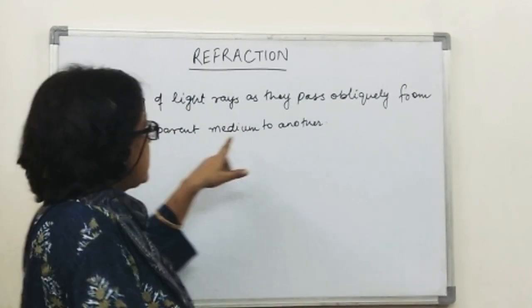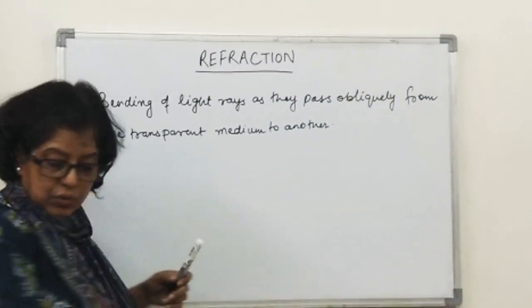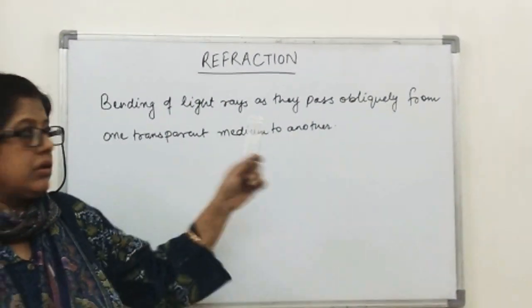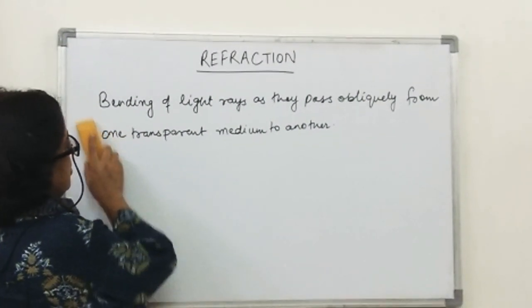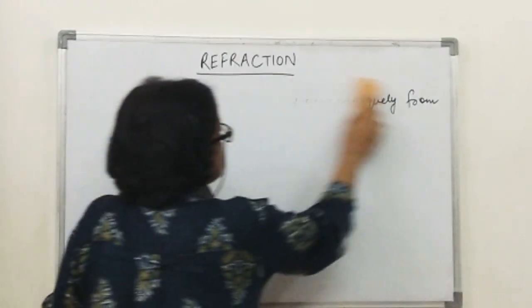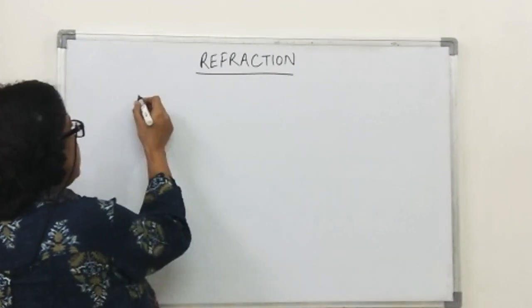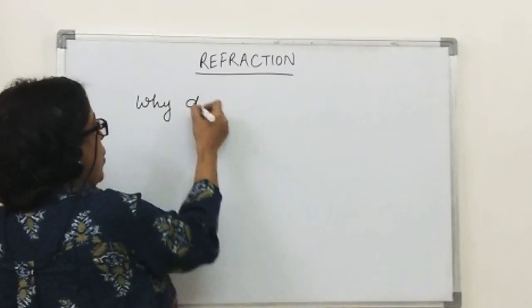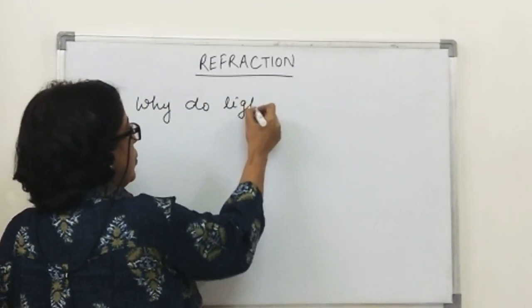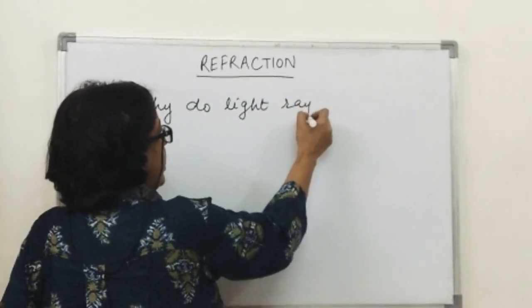So now let's talk about the next thing, the big question: why do light rays bend? We've seen that they bend, but why do light rays bend?